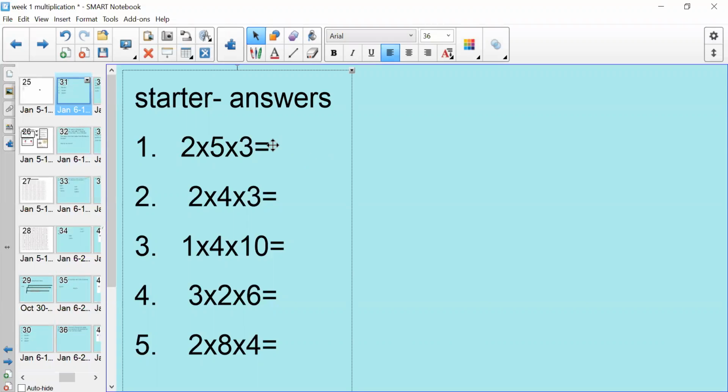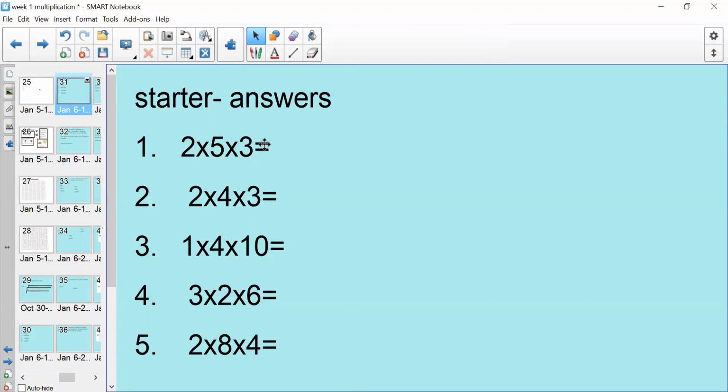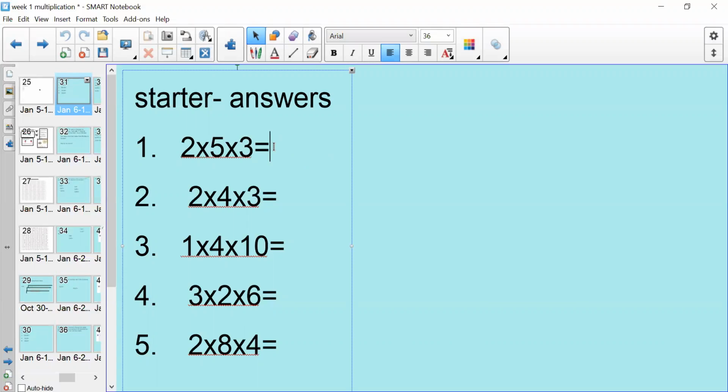Okay, so I'm going to go through the answers with you. Remember, just because I multiply two numbers first, it doesn't mean that that's the easiest way for you. But we do know that when we multiply in any order, we're going to get the same answer. So for this one, I would have done 2 times 5 first, which is 10, and then 10 times 3 would be 30. For this one, I would have done 2 times 4 first as well, which is 8, and then 8 times 3 is 24.